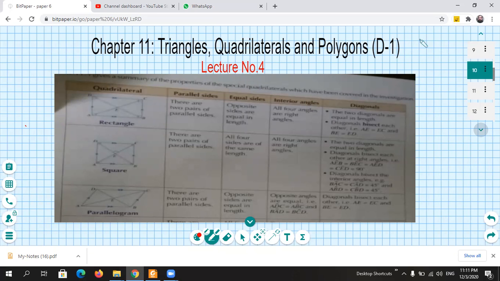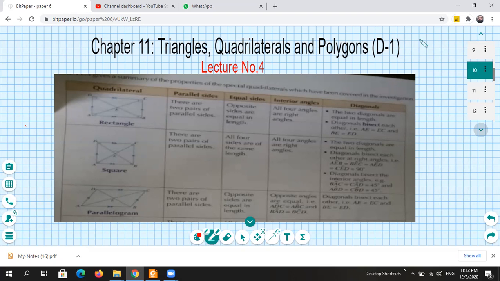This is lecture number 4 of chapter number 11 of the D-1 book, Triangles, Quadrilaterals and Polygons. So we start this lecture with some information about different types of quadrilaterals. What is a quadrilateral? A quadrilateral is a four-sided figure. So it can be a rectangle, square, parallelogram, kite, rhombus, etc., or trapezium.